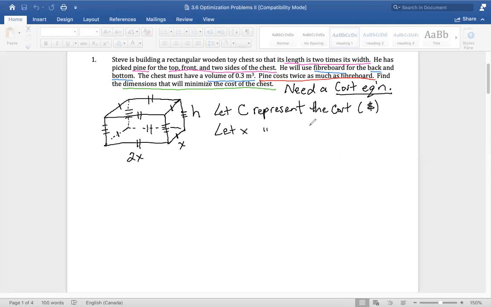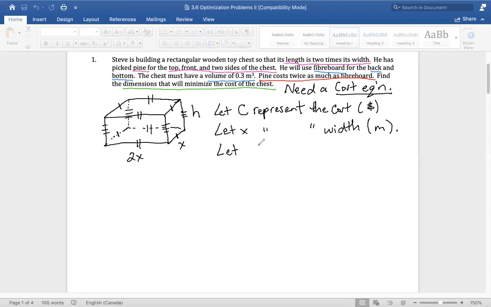What was X? Let X, I'm just going to say here, represent the width, and be careful that it is the width. You don't want to get that wrong. And what units am I talking about here? If I've got meters cubed for volume, then the width is just one dimensional. It would just be in meters.